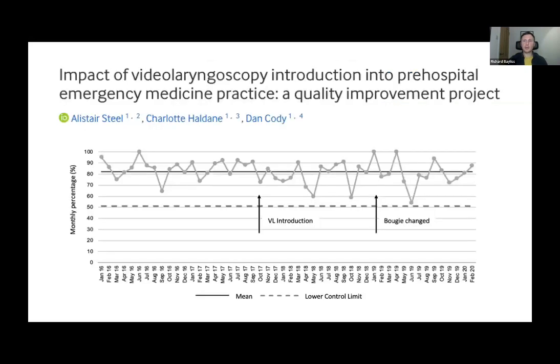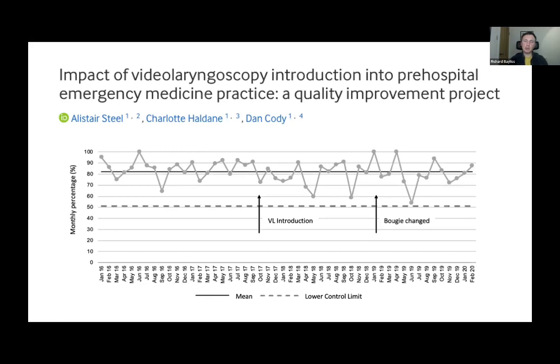This is a study from a bit closer to home. It's about the introduction of the McGrath videolaryngoscope into the MagPAS air ambulance. They ran it as a quality improvement project, and it shows that over the study period there's no significant change in their first pass success rate. It's not on the slide, but there was also no significant change in their rates of peri-intubation hypoxia, which is obviously important as well.